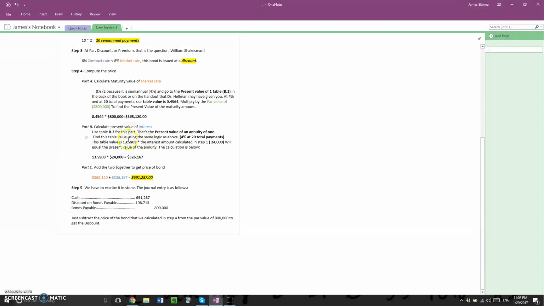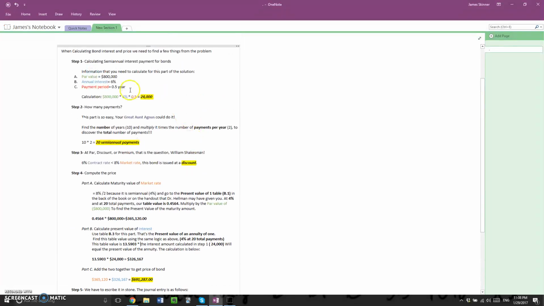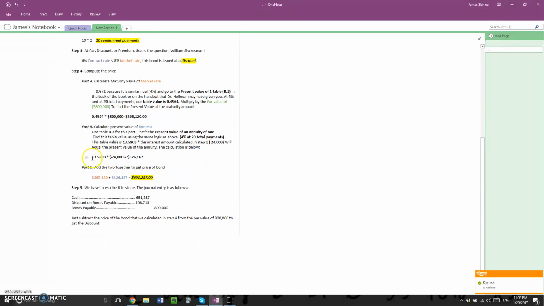Multiply this number right here, times the interest amount calculated in step 1, which is up here, and it was the semi-annual interest payment amount, which was 24,000. And this is going to equal the present value of the annuity. Here's the calculation. 13.5903 times $24,000 is $326,167. And then part C, all you do is add them together and you get the price of the bond.